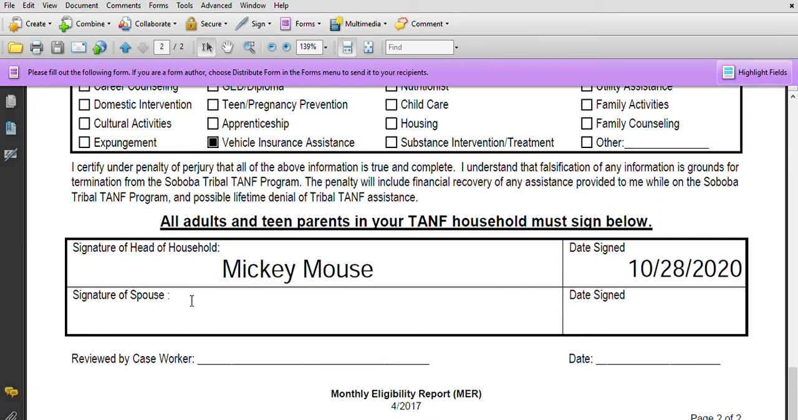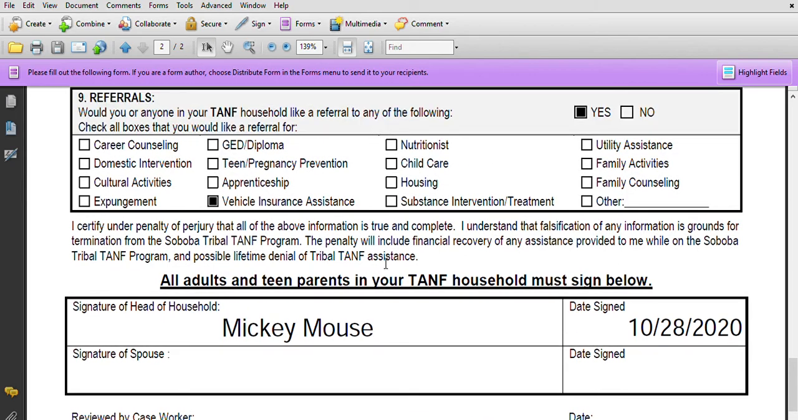So signature of spouse. If you do have a two-parent household, this is where the spouse would sign and date as well. Keep in mind though, I would ask that if you're not able to manually sign it with your actual signature and you have to type your name out, if you're emailing this electronically, send your caseworker an email and let them know that you weren't able to sign with a signature and that you had to type, and that you allow the print to act as a signature for your MER for that month.